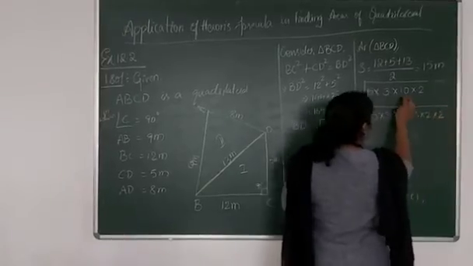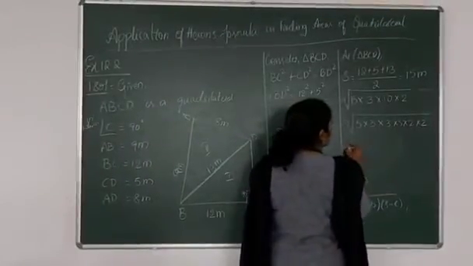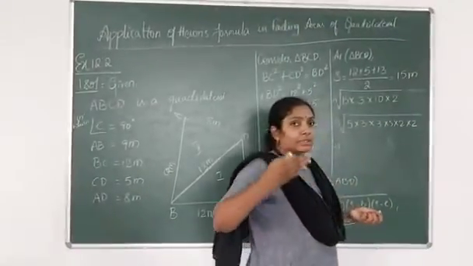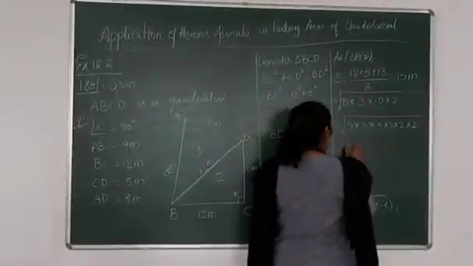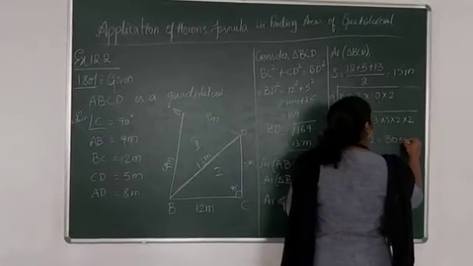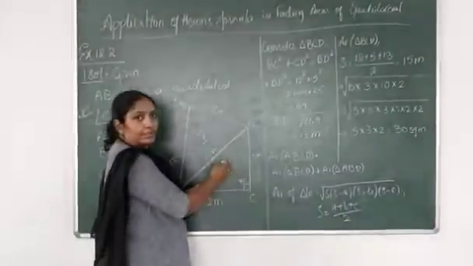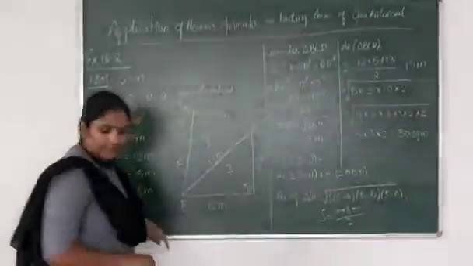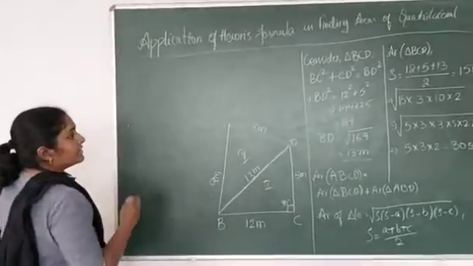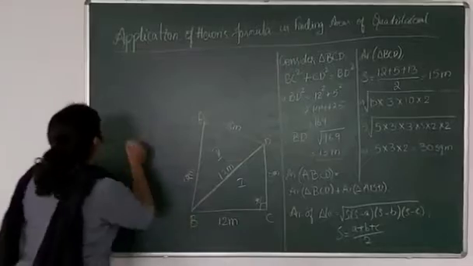I am just splitting these bigger numbers into the product of their factors. So now I have 5 square, 3 square and 2 square. So square root of 5 square into 3 square into 2 square is 5 into 3 into 2. That makes it 30 square meter or meter square is the area of the part 1. Right? So now I am just erasing this part of the board so that we will continue it. Right? Okay.